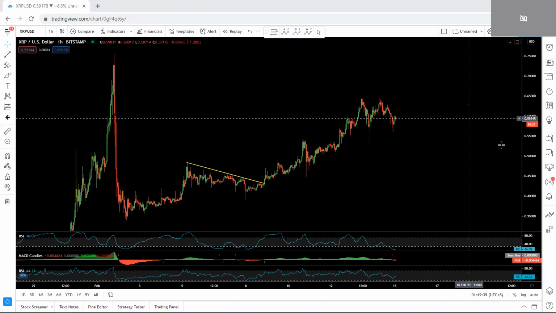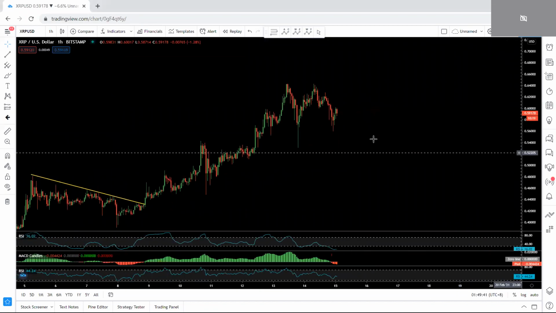XRP, we start with the 1 hour chart. If you refer to my last video when the price was here, we mentioned that we're looking for a buy, but any buy, as long as the price comes to this level, we start to manage, because we mentioned that the price can drop.